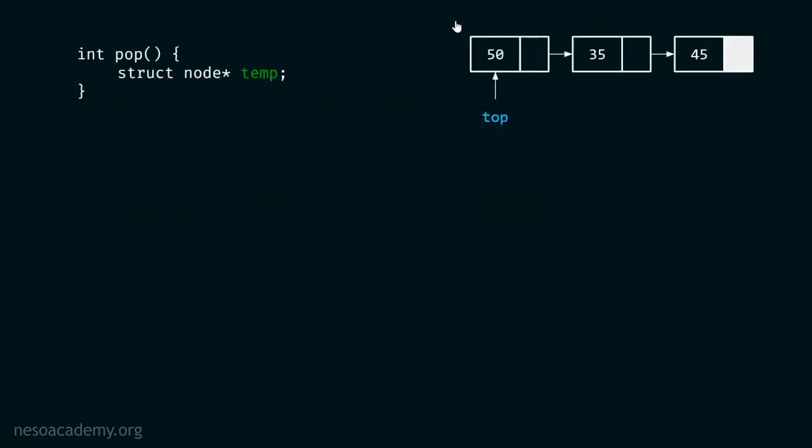Let us suppose that this is the initial state of the linked list. Currently, top pointer is pointing to the first node of this list, which means this is the topmost element of the stack, right? Now we have to update our temporary pointer, that is temp, so that it can point to this node. For this purpose, we must put this line of code, temp equals to top, right? In this way, the temporary pointer will point to the first node of this linked list.